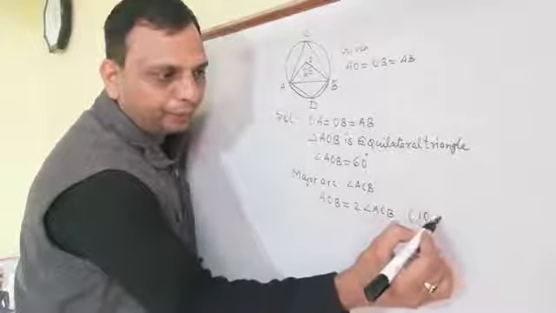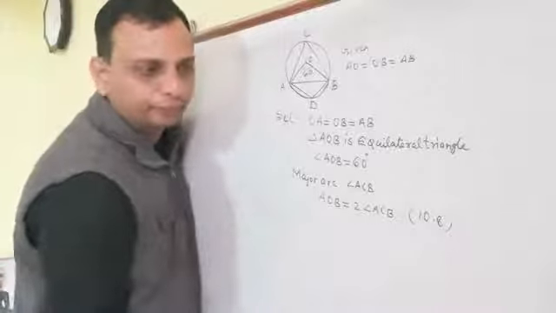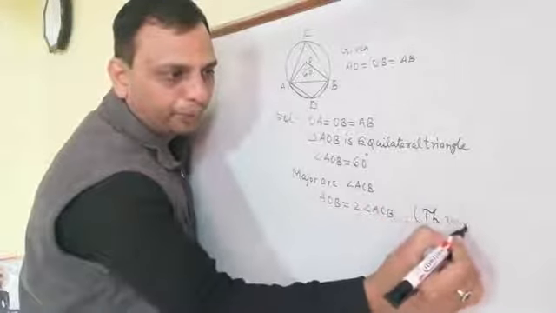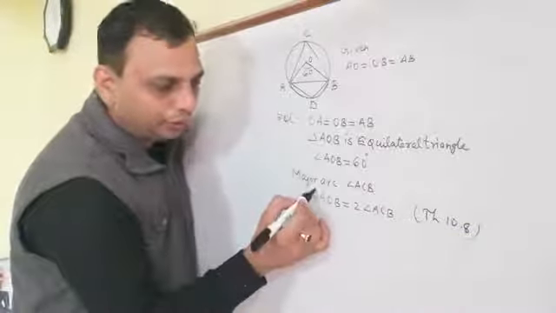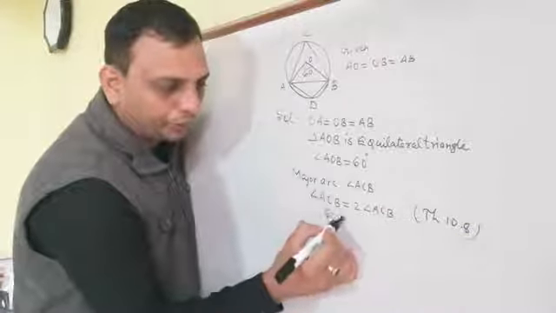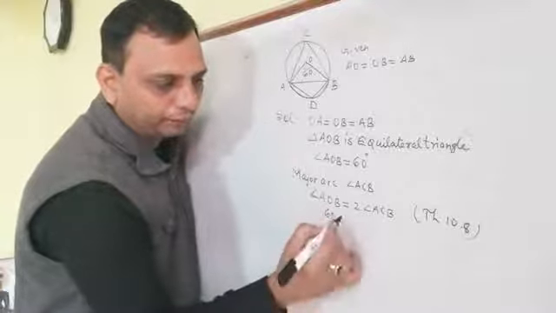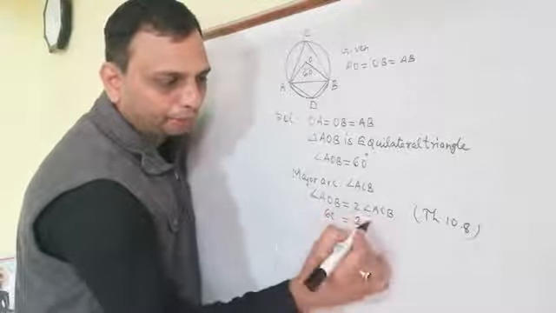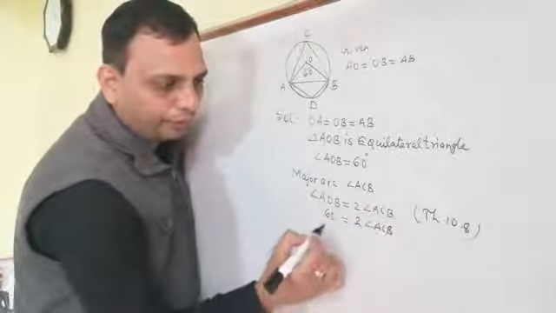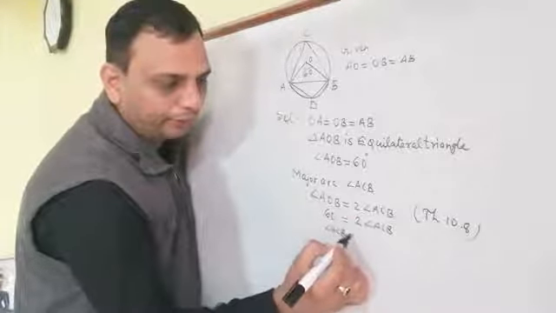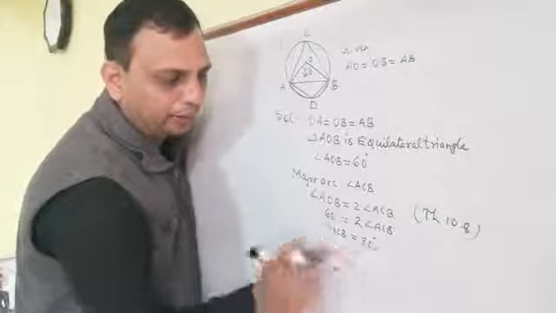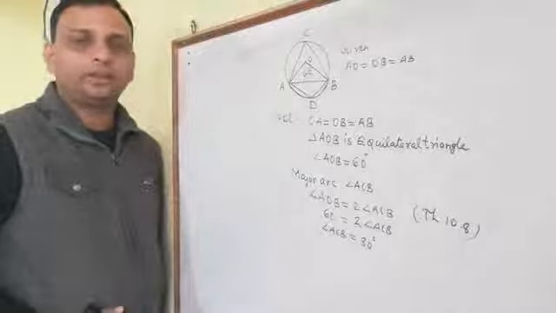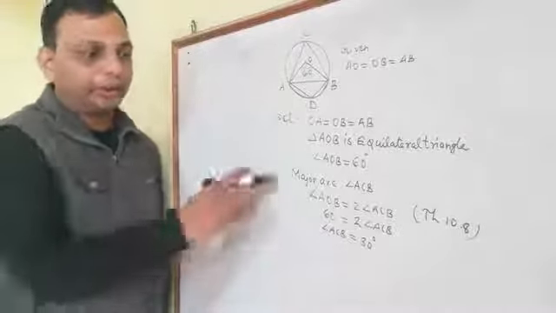Again you have to write the theorem 10.8 statement. I am writing here theorem 10.8. You have to write the statement, I already told. Now this angle is how much? 60. We had to find this angle. This will be 2 times ACB. ACB will be how much? 60 divided by 2, 30 degree is the answer. So this is the angle at the major arc.